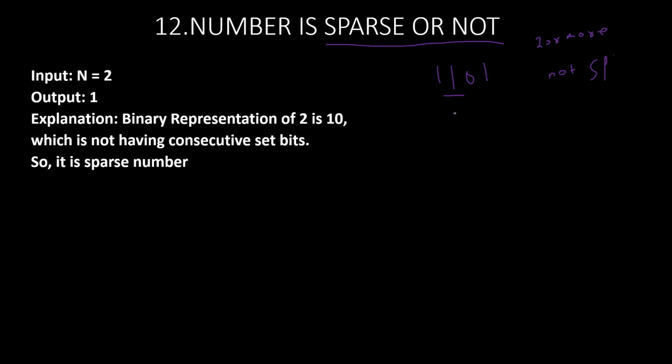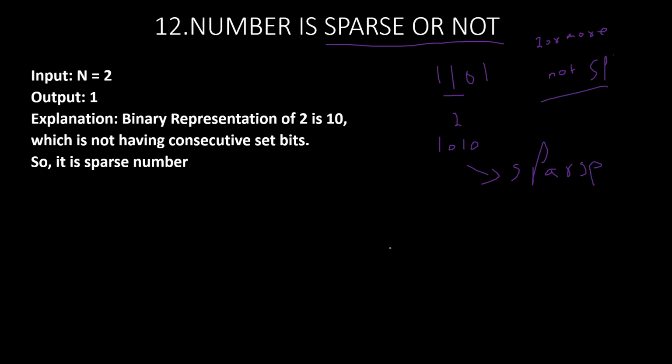Suppose if this is the example of 1010, we can say this number is a sparse value. But if you find any value which has at least two consecutive ones, then that is not a sparse value.